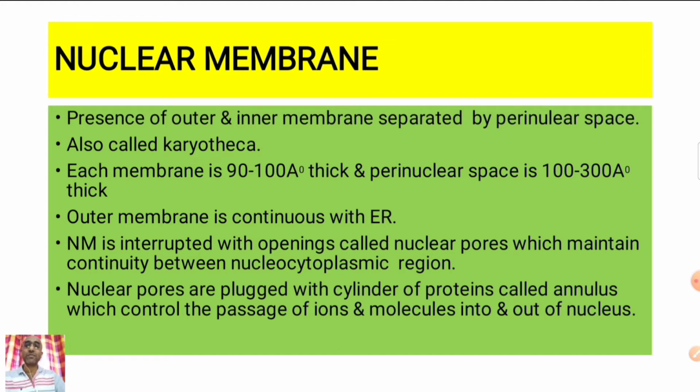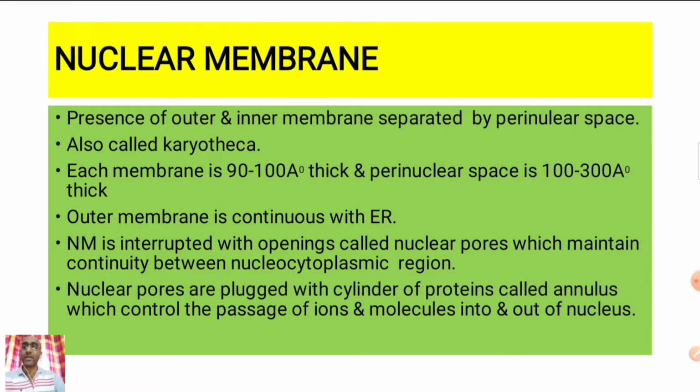Now the nuclear membrane is not continuous. It is interrupted with many openings called nuclear pores, which maintain continuity between the nucleocytoplasmic regions. That means the nuclear membrane has many pores, called nuclear pores, that maintain continuity between the nucleus and cytoplasm.